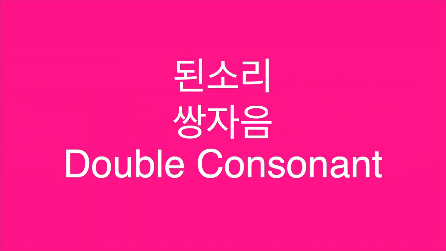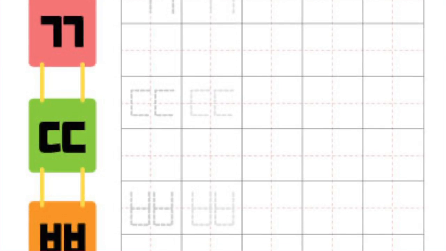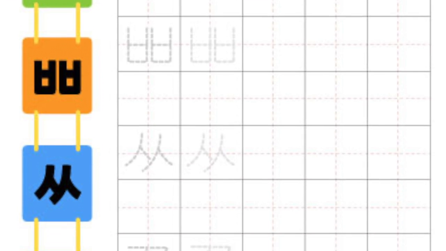Today we're going to learn about 된소리 or double consonants or 쌍자음. There are only 5 쌍자음. The consonants 기역, 디귿, 비읍, 시옷, 지읒.